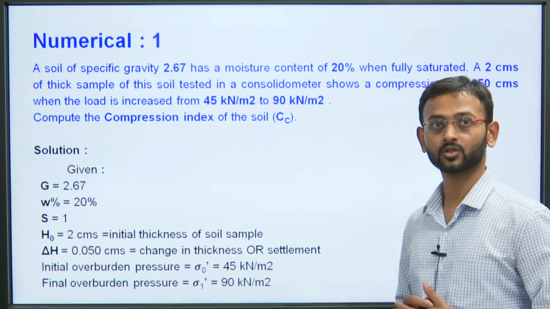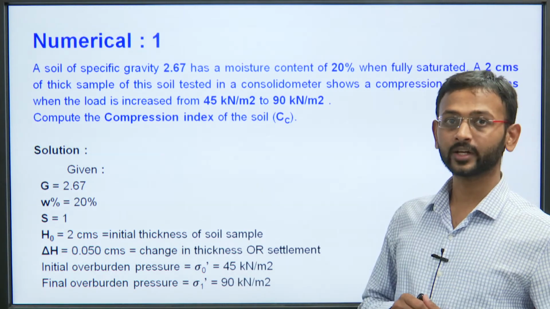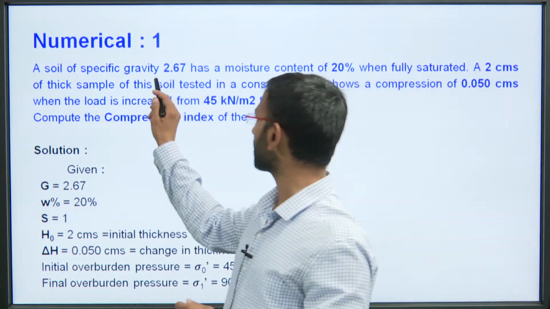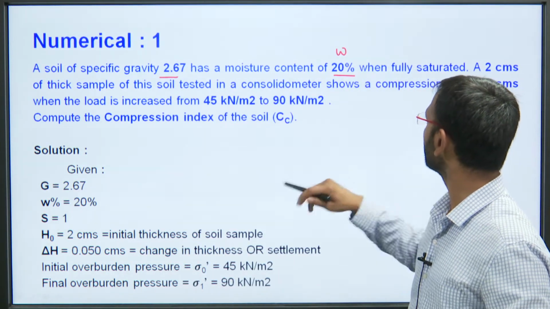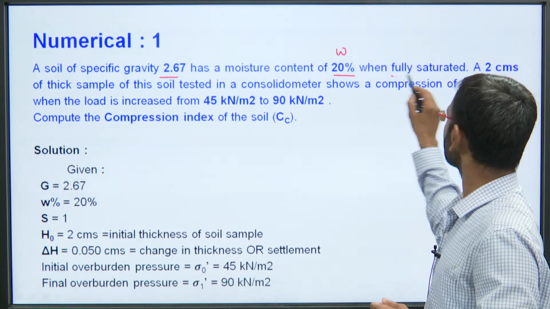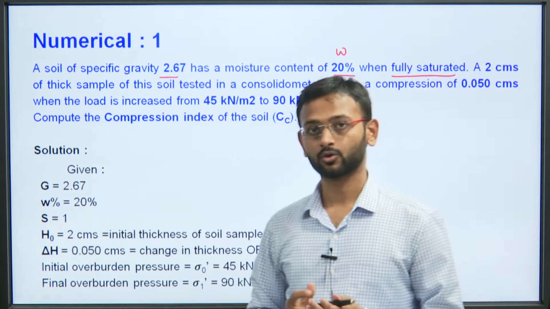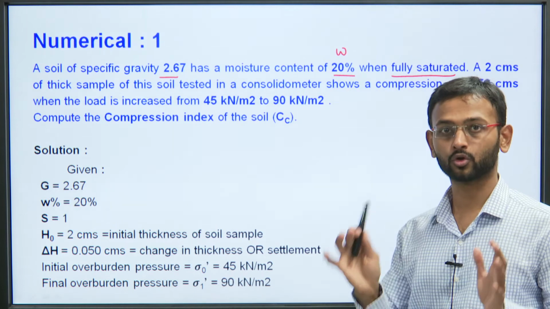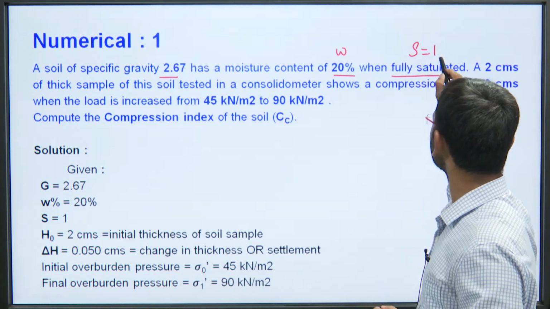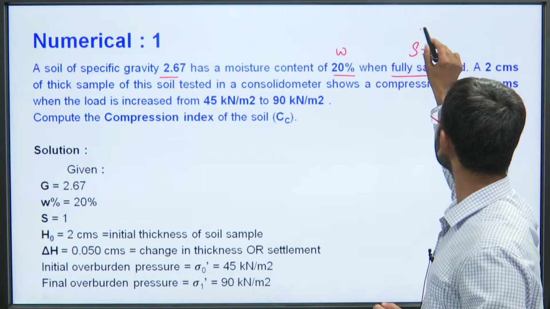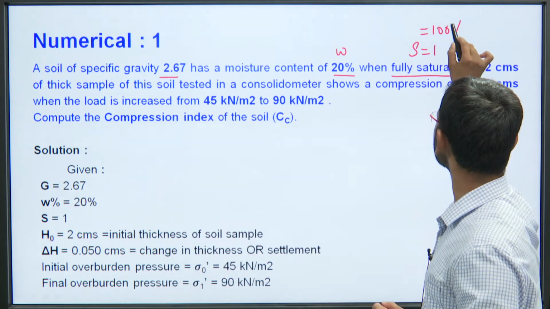So see here the very first numerical: a soil of specific gravity 2.67, the values are given to you, has a moisture content of 20%, that is the water content, when fully saturated. So saturation value is also given. As you already know, when we talk about consolidation, the soil is fully saturated. So S is equal to 1 here, or in terms of percentage, 100%.